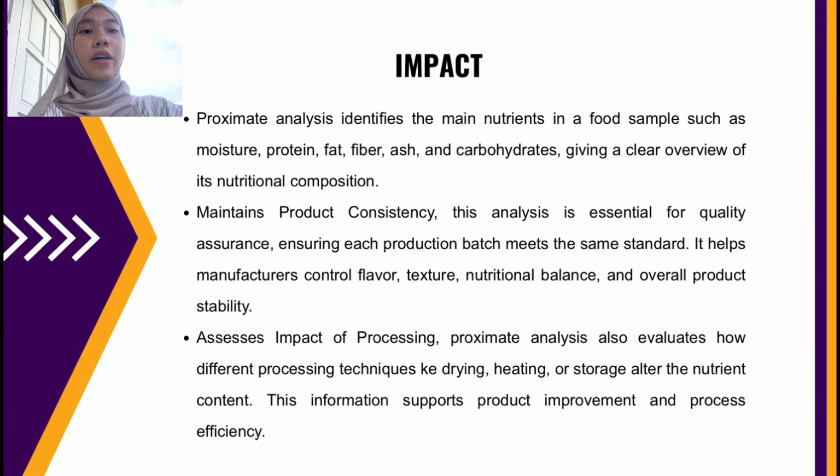Next, we move to the impact of this proximate analysis. So, this proximate analysis identifies the main nutrients in a food sample such as moisture, protein, fat, ash, and carbohydrates. So, it's giving a clear overview of its nutritional composition. It also maintains product consistency. This analysis is essential for quality assurance, ensuring each production batch meets the same standard. So, it helps manufacturers control flavor, texture, and nutritional balance and overall product stability.